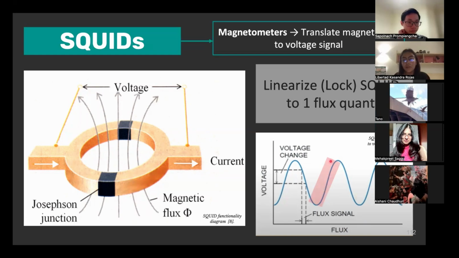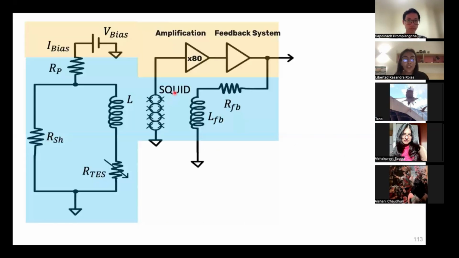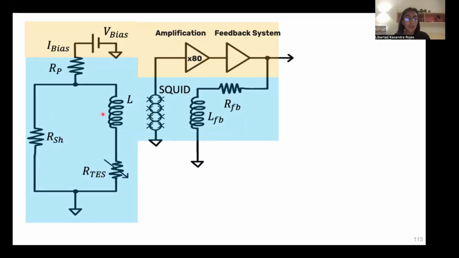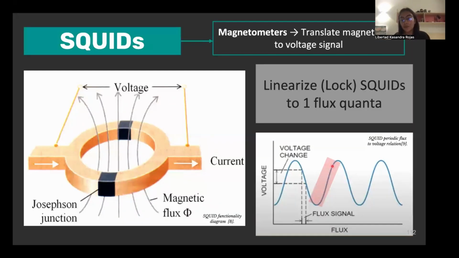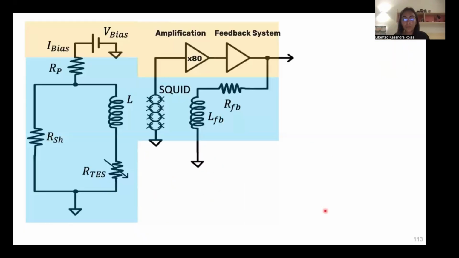So what we're going to do is lock the SQUIDs. We're going to make it such that we only get values in this region here, okay? And in order to do that, we use another magnetic field to lock them. So how this actually looks is that we have our SQUIDs here, we have the same circuit as we had before, and we're going to use another coil to generate a magnetic field that is only going to allow us to get values in this region of this periodic relationship. So for one value of voltage, we're just going to have one value of magnetic flux. Okay, so that is what is happening here.